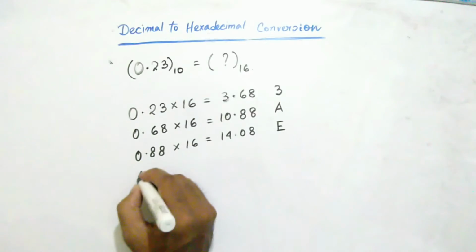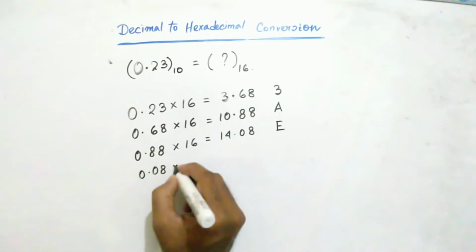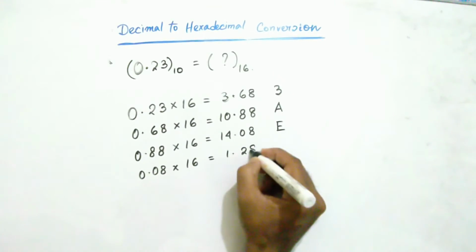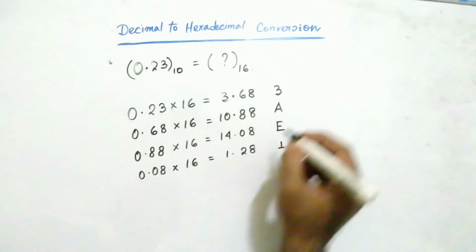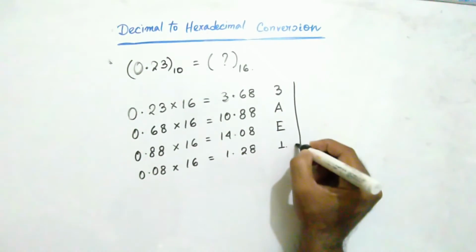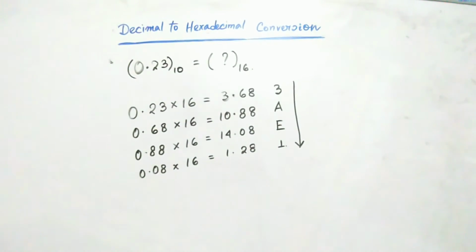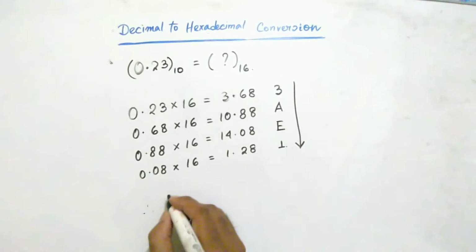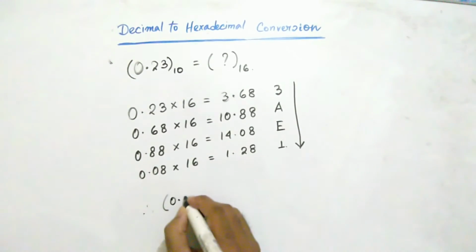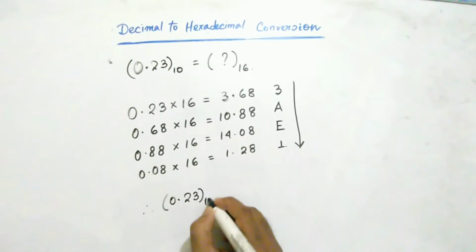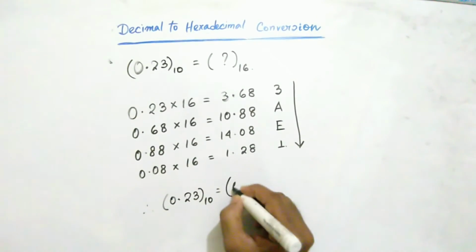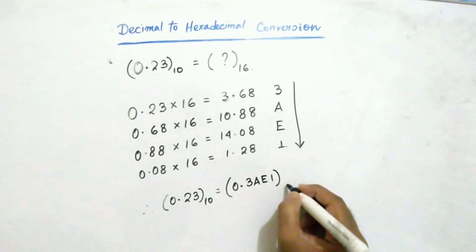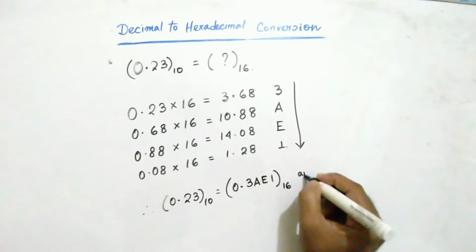Now we are left with 0.08, which is again multiplied by 16, and we get the result 1.28. So we are taking out 1. We are going to stop the process here, and the hexadecimal equivalent of the given decimal number is 0.3AE1 base 16, and this is our approximate result.